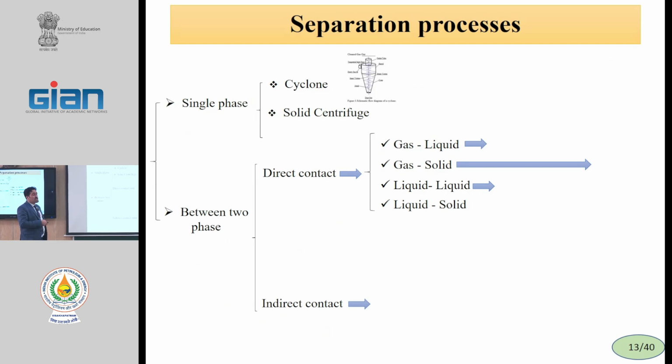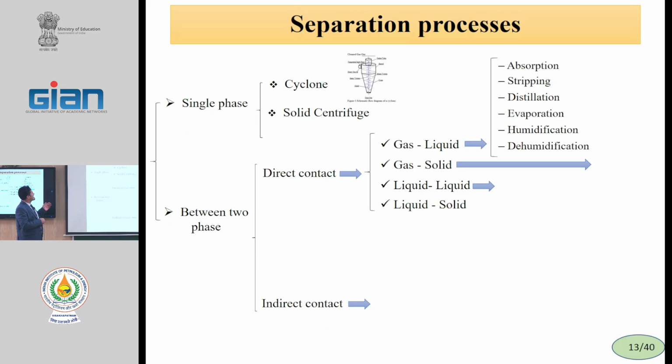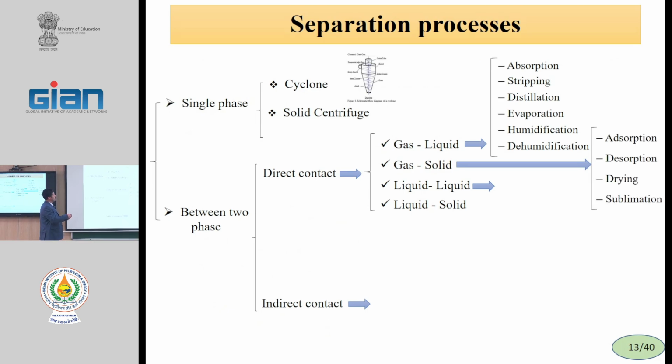Generally, separation processes happen in a single phase or between two phases. As you know from the mass balance lesson, in a single phase we separate, for example, from liquid to liquid. Or between two phases, we have two different phases: gas-liquid, gas-solid, liquid-liquid, or liquid-solid.